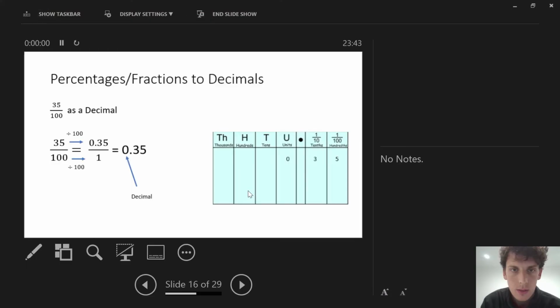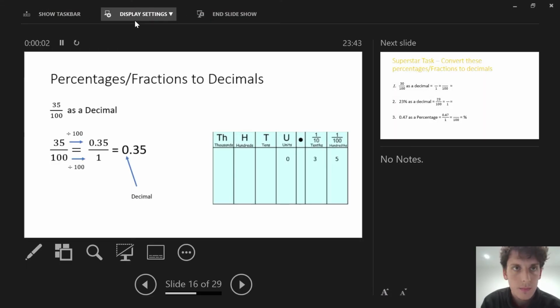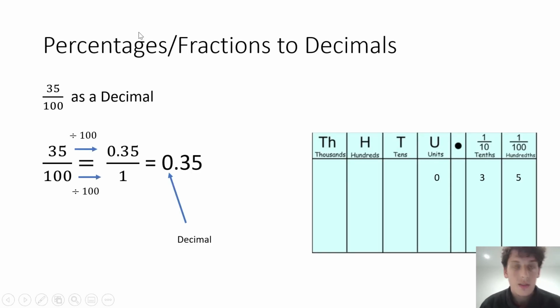Super. Let me get my big screen up. So, 35 as a decimal. Remember, a decimal is a number which is out of 1. So if we want to turn our fraction, which is currently out of 100, into a decimal, we need to make it out of 1. 100 divided by 100 gives us 1, and then 35 divided by 100 gives us 0.35, which I've shown you here. So 35 over 100 as a decimal is 0.35.